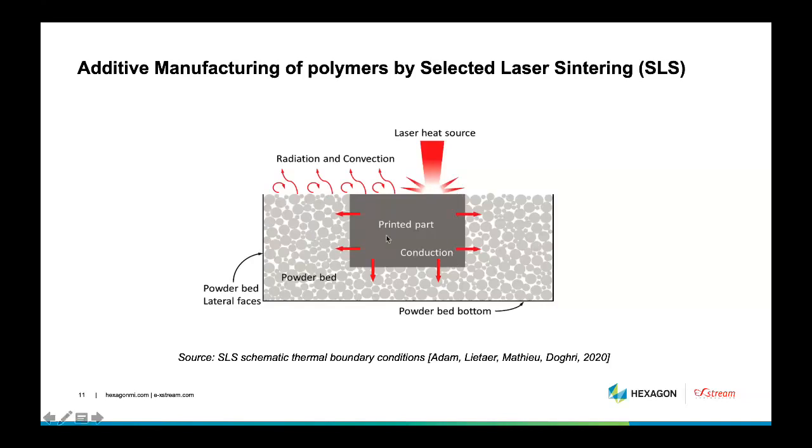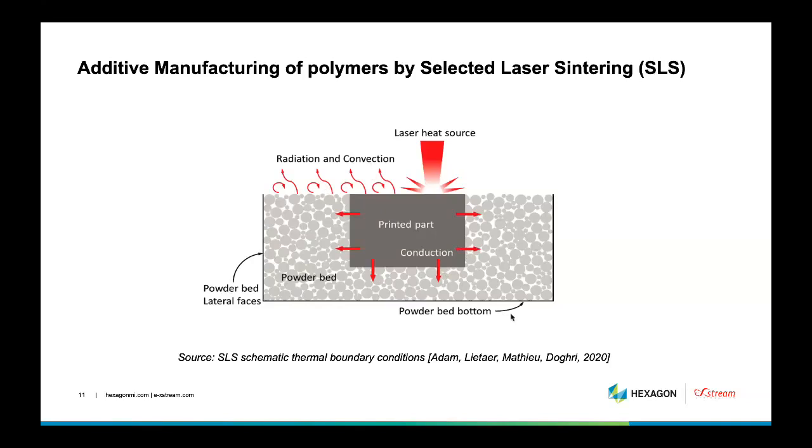So we have to solve a thermal problem, which is a thermomechanical problem. And this is a schematic of the heat problem. The heat problem is already quite complicated. So here there is a picture of the heat source, and here you have radiation and convection phenomena, and then the printed part will interact by convection with the powder, ceramic powder, and also you have boundary conditions on the lateral faces and on the powder bed bottom.